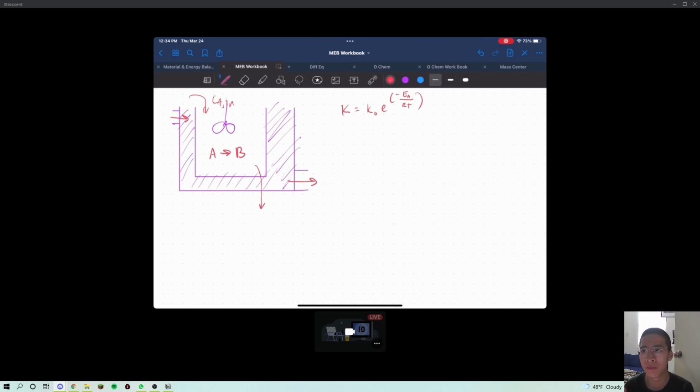And once again, we have another well-stirred problem. What that tells us is that the concentration out is equivalent to the concentration of the tank. So CA is going out, okay?